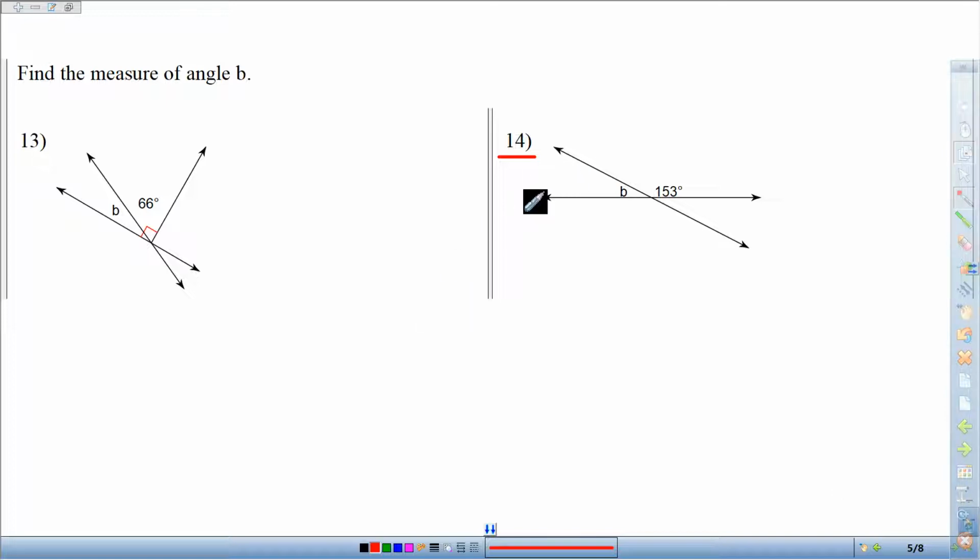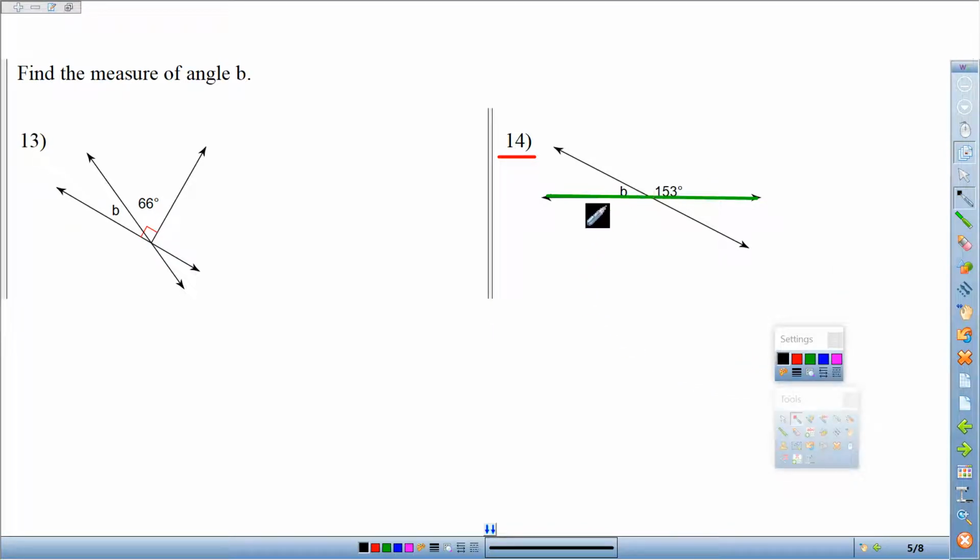Take a look at number 14. They're asking us to find the measure of this angle B. This looks a little different than what we saw in our notes. But the big thing to notice is that this angle that they are giving us and the angle that we are looking for make a straight line. So again, I know that they add up to a straight angle. That means they are adding to 180.